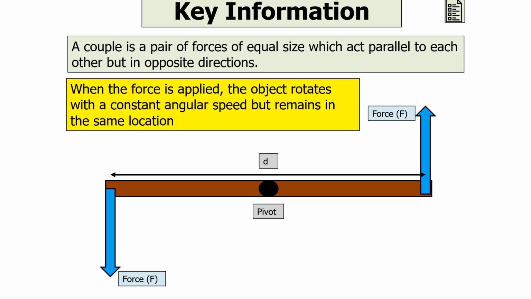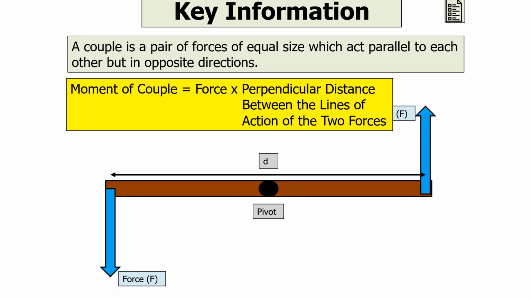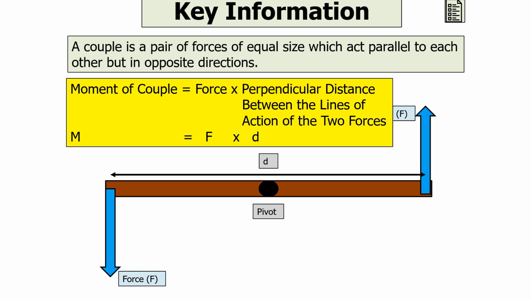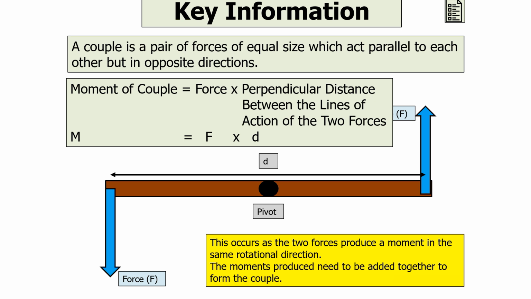Now, when the force is applied, the object will rotate with a constant angular speed, but it remains fixed in the same location. The size of the moment, or torque, depends on the size of the forces and the distance between them. So the moment of a couple, or the torque, is equal to the force times the perpendicular distance between the lines of action of the two forces, or M equals F times d. This occurs as the two forces produce a moment in the same rotational direction, so the moments produced need to be added together to form the couple.